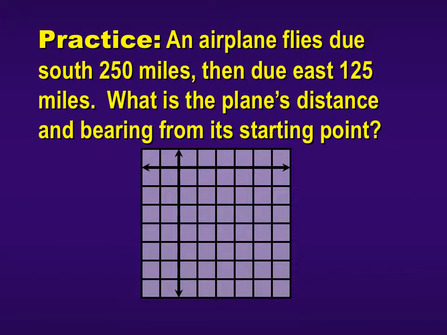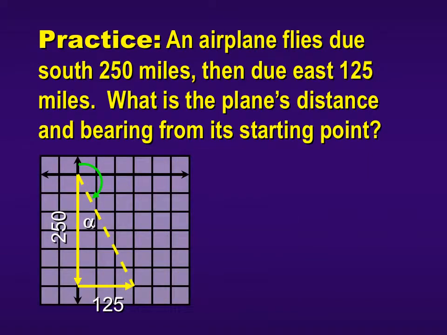So let's start with an easy problem. We have an airplane that flies due south 250 miles, so down 250. And then it's going to go due east 125 miles. What is the plane's distance and bearing from its starting point? So we need to calculate the resultant vector. This is a distance problem, and the bearing is the angle. That's what is meant by bearing.